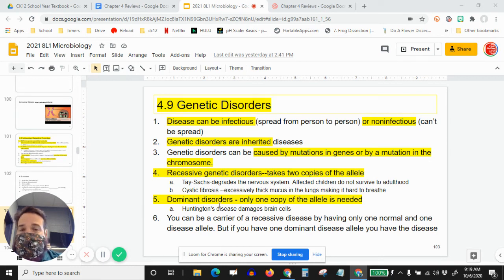Dominant disorders, you only need one copy of it because it's the dominant trait. An example there is Huntington's disease. All right. So you can be the carrier of a recessive trait. You cannot be a carrier of a dominant trait. You either have it or you don't.